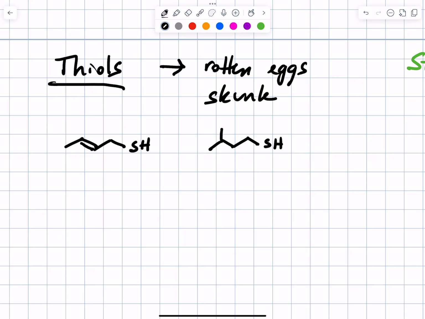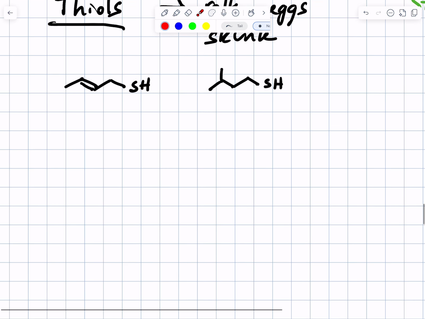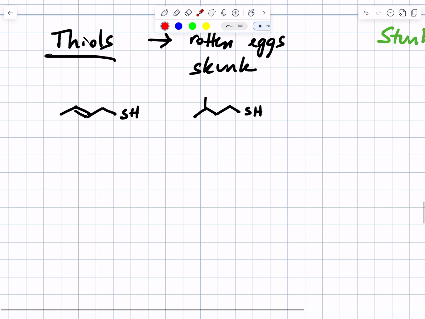You've got two relatively low molecular weight thiols. That's what you smell when there's a dead skunk in the middle of the road. They're very volatile. It spreads out over quite a wide area. These thiols do have decent uses, though, because we can detect the smell even at really, really low concentrations.